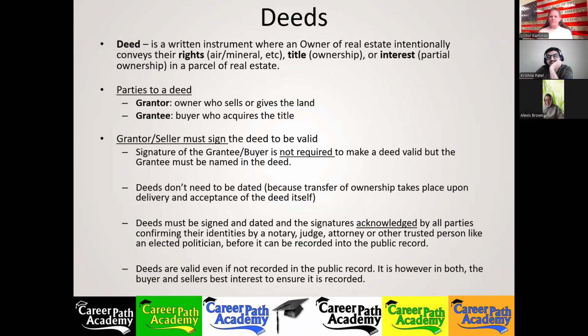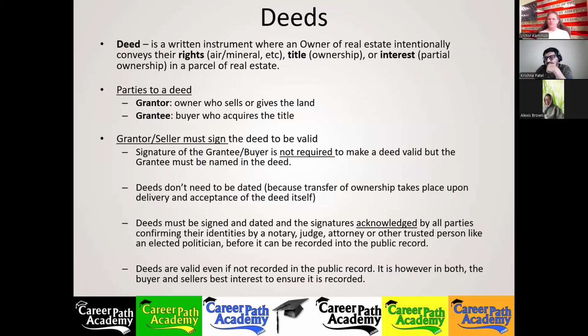Now, deeds are valid even if not recorded in the public record, because the ownership happens upon delivery and acceptance of the deed itself. So that's when the transfer of ownership takes place. So the deed is still valid even if you don't record it. You're holding that deed in your hand. But to prevent anybody trying to do something wrong or register that they're the owner, or to prevent issues, it's always in your best interest to record your interest in the deed.